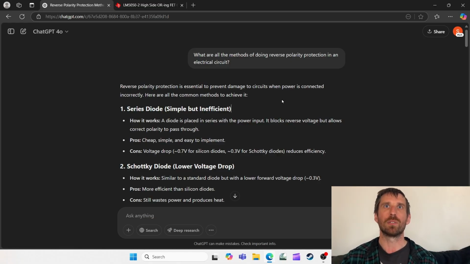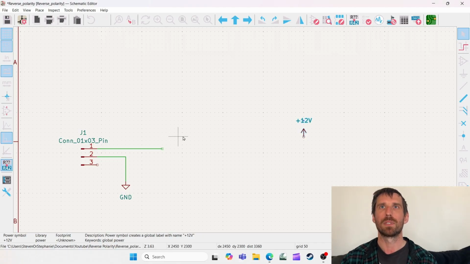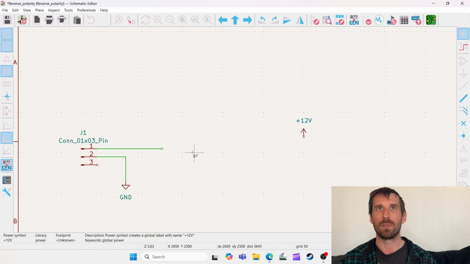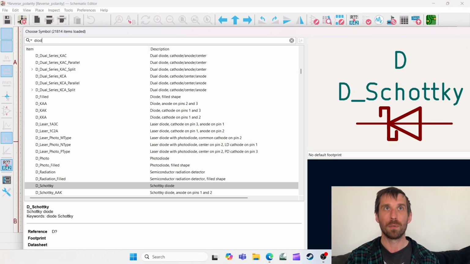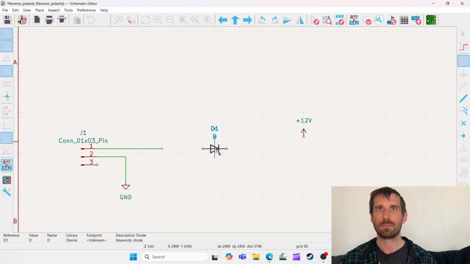So the first one is series diode. A diode is placed in series with the power input. I don't usually use that language. I don't tell my coworkers, place it in series with the power input. So all that is, we're going to go through a diagram right here. Here's my connector. I left a lot of space for 12 volts so I can put components, and then here's our ground. So when I mean in series with the power input, this is all they mean. No big deal.